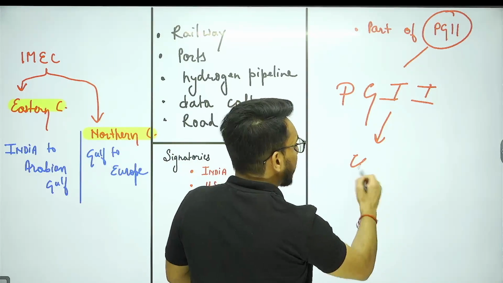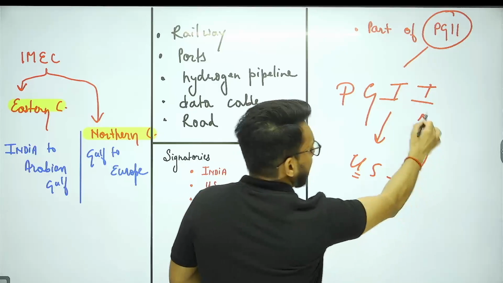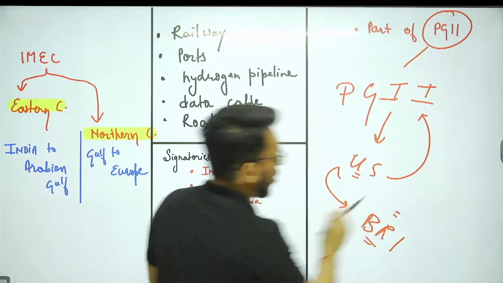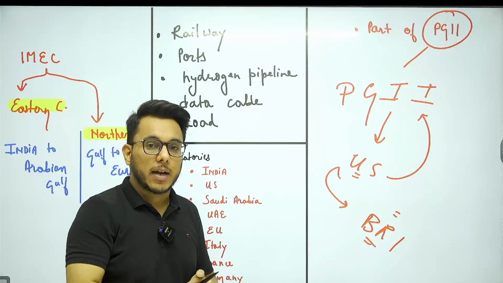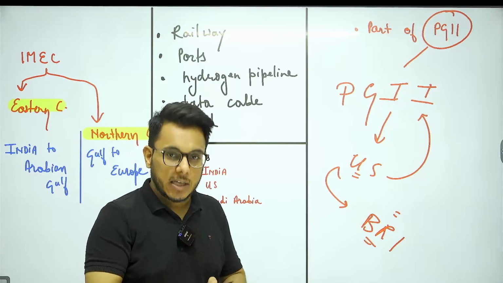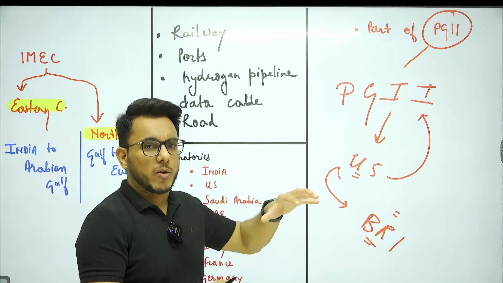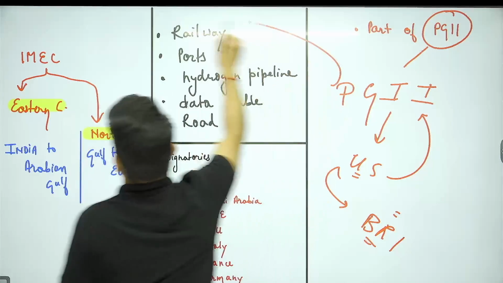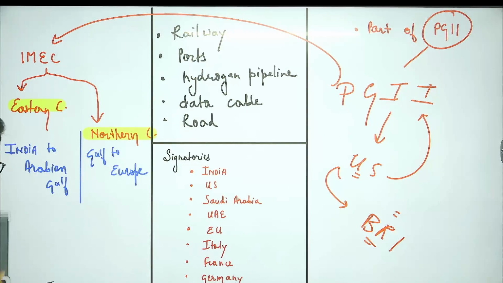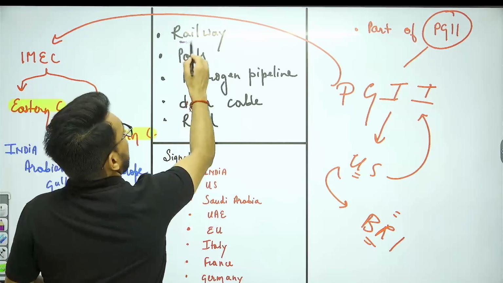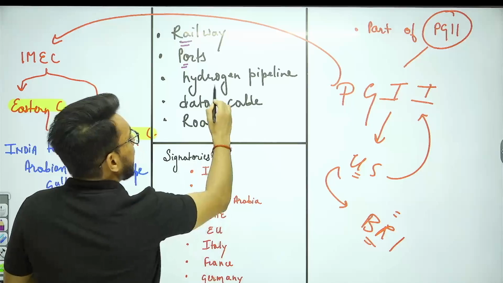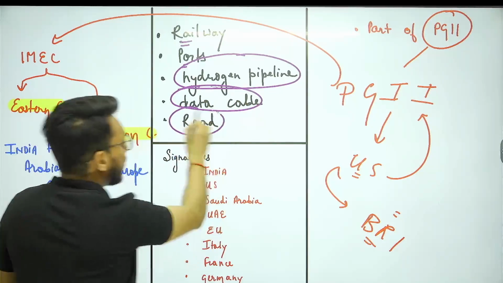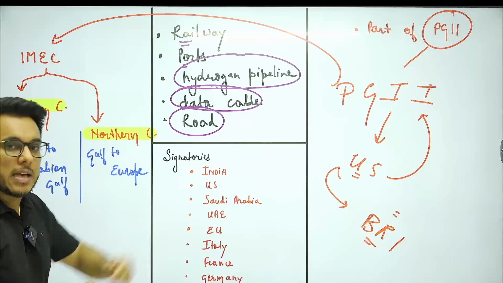This is the brainchild of the US, and the US projects PGII as an alternative to the Belt and Road Initiative of China. So you know that under the Belt and Road Initiative, so much financing has been done by China. So the US has come out with PGII, and under PGII we have this IMEC. Now this IMEC will contain railway lines, it will contain ports. There will also be a hydrogen pipeline that will be developed. Data cables will be laid, and roadways will also be developed under this IMEC across the countries that we have discussed.